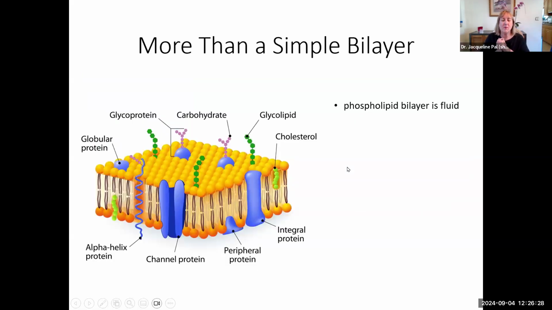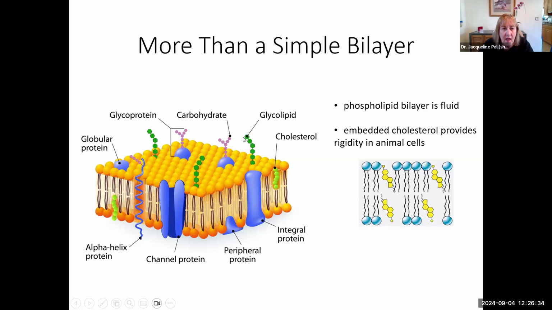But it's more than just a simple bilayer. You can see all these swirls and other things attached to it. Right here, these structures, seen here in yellow, is cholesterol that is embedded. Notice the cholesterol is embedded in the lipid part of the phospholipid bilayer. And this cholesterol is a fat. So that is what's giving its rigidity, because cholesterol is solid at room temperature. Okay, it might be a pretty soft solid, but it's still a solid at room temperature, okay? This embedded cholesterol provides the rigidity in animal cells.